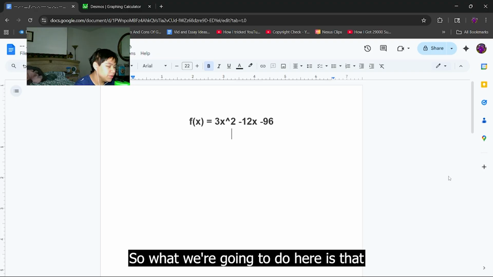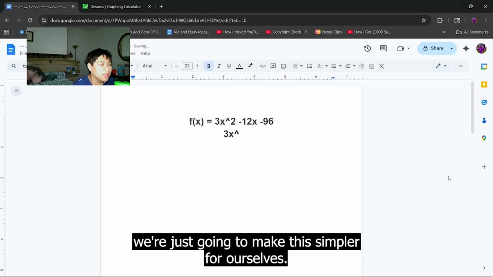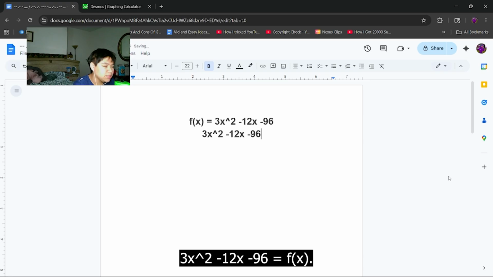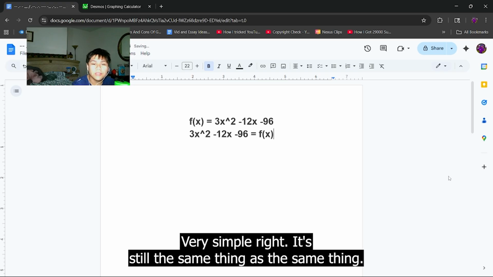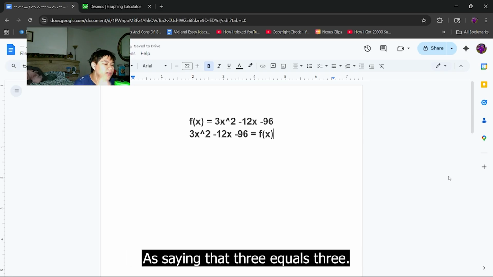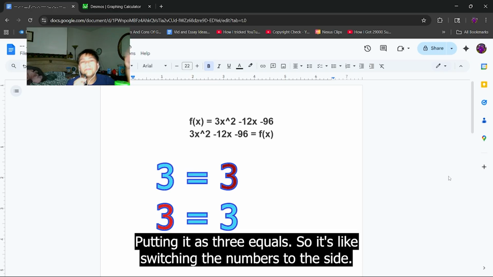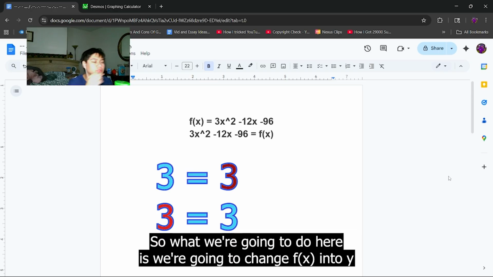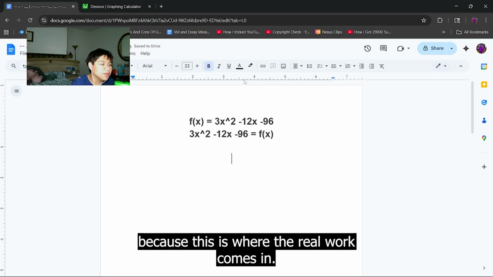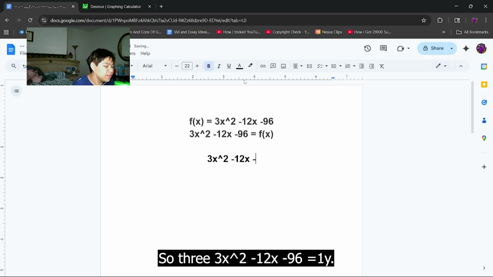So what we're going to do here is make this simpler for ourselves. 3x squared minus 12x minus 96 is equal to f of x. Very simple, right? It's still the same thing, like switching the numbers to the side. They're virtually identical to each other. So we're going to change f of x into y, because this is where the real work comes in. So 3x squared minus 12x minus 96 equals y.